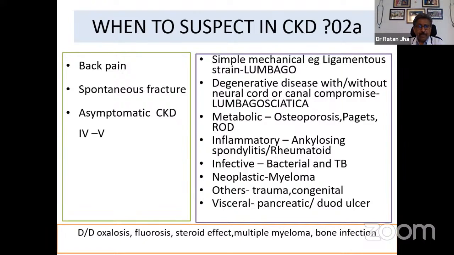And radiologically, when we look at a patient with osteoporosis on X-ray, we have to consider the possibility of oxalosis, fluorosis, steroid-related osteopenia, avascular necrosis, multiple myeloma, and bone infection, which will have different patterns in the radiological assessment of bone pain and back pain.